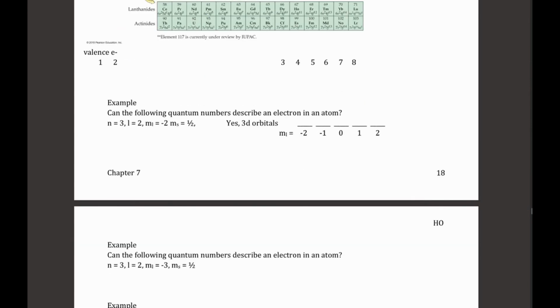Okay, these next couple of problems are, can the following quantum numbers describe an electron in an atom? Okay, so we have n equals 3, l equals 2. So that corresponds to d atomic orbitals. So we have 3d atomic orbitals. We have m sub l equals -2. Yep, that's a possibility. And we have m sub s equal plus 1/2. So yes, we would say that these could describe an electron in the atom. It would be a 3d electron with spin up.